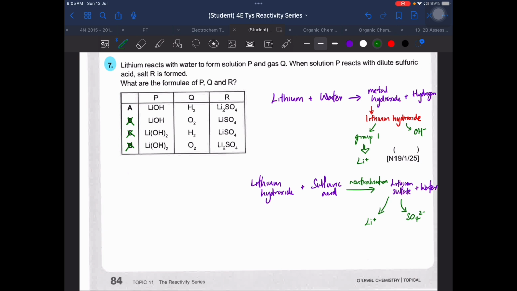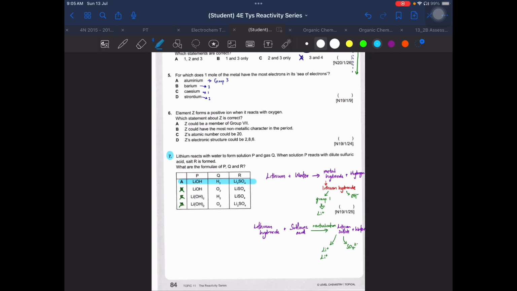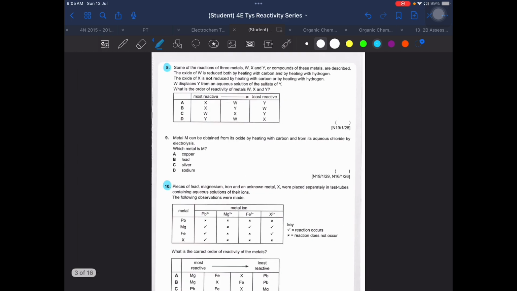Now, in case you have already forgotten about how your formula comes about, remember, if you have a Li+, a single plus, and SO4 2-, you need to balance up the charges. That's why you need one more of the Li+, and collectively this will be Li2SO4. Right, and that's for question 7. Moving on, let's take a look at question 8.